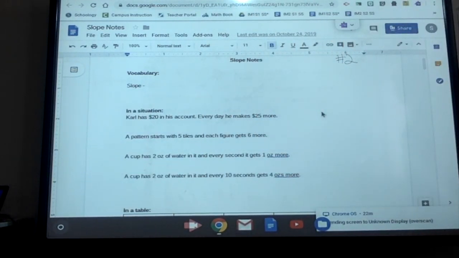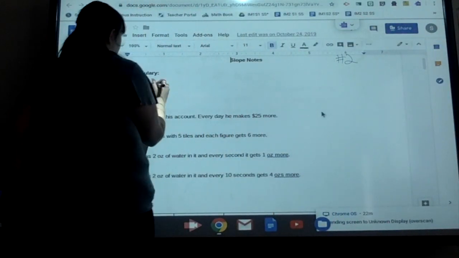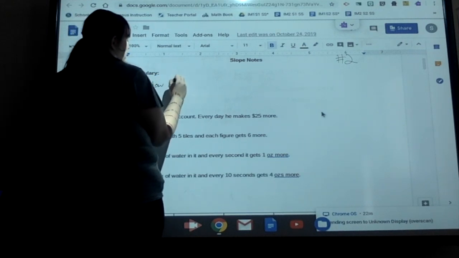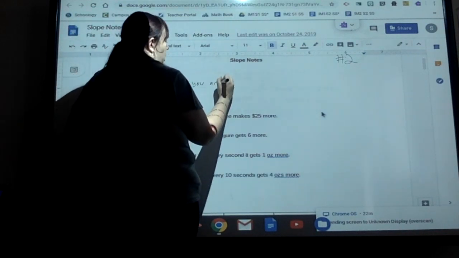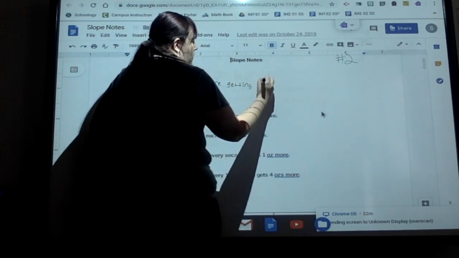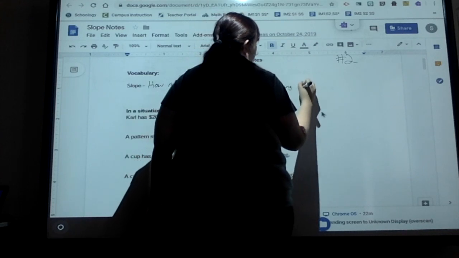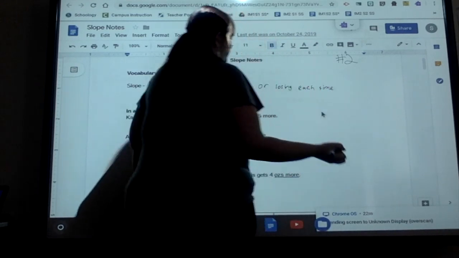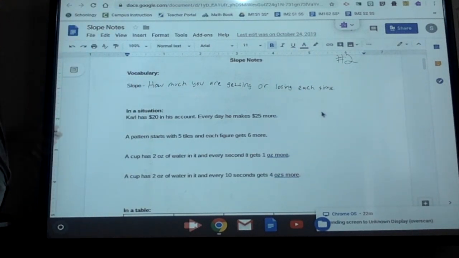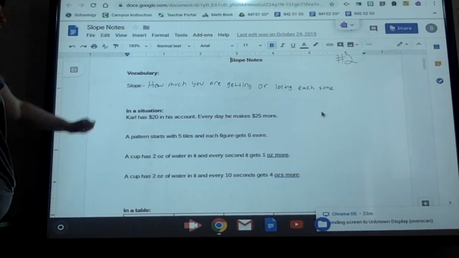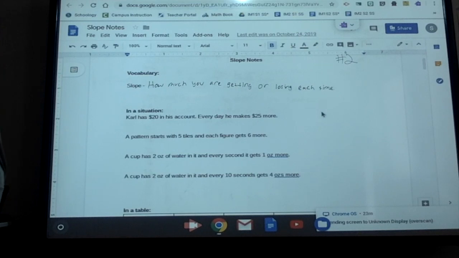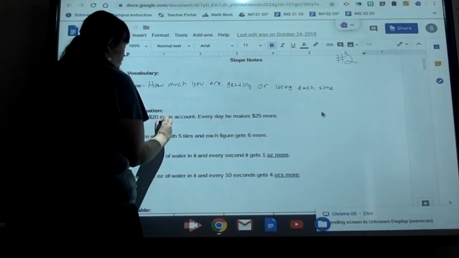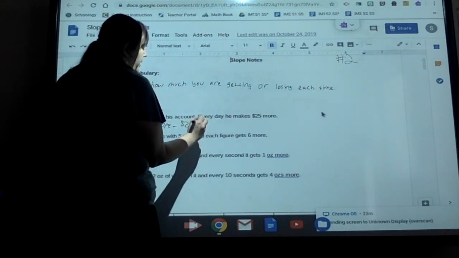Number 2. All right. So slope in math is, by definition, I'm going to write it down first, how much you are getting or losing each time. Okay? So let's say you're making money each day. How much money you're making is your slope. So for example, in this situation, Carl has $20 in his account, but every day he makes 25 more. So in this situation, the slope is the $25 more he's making each day.